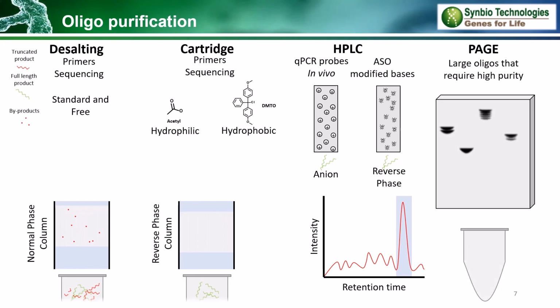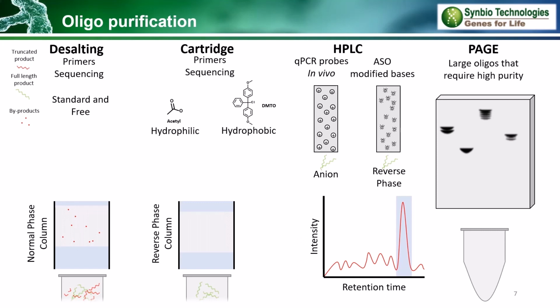PAGE gel can resolve oligos at a resolution of 1 base pair. This method is suitable for oligos larger than 60 base pairs that still require high purity. And this method can be combined with HPLC to provide the highest levels of purity. However, this method can be incompatible with some modifications due to the acids used during running the gel.